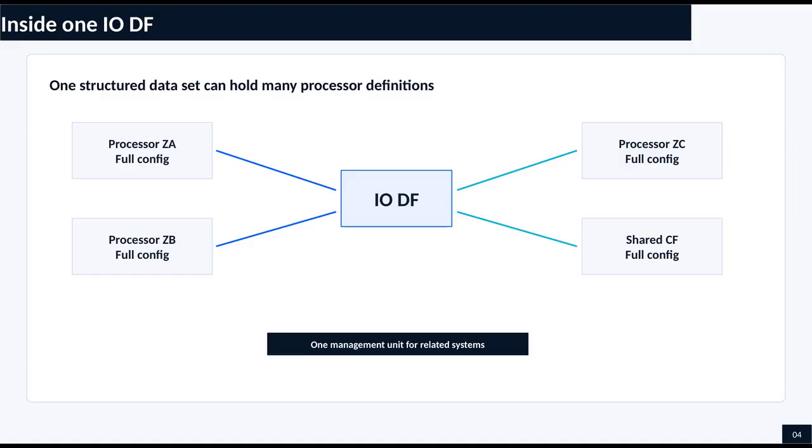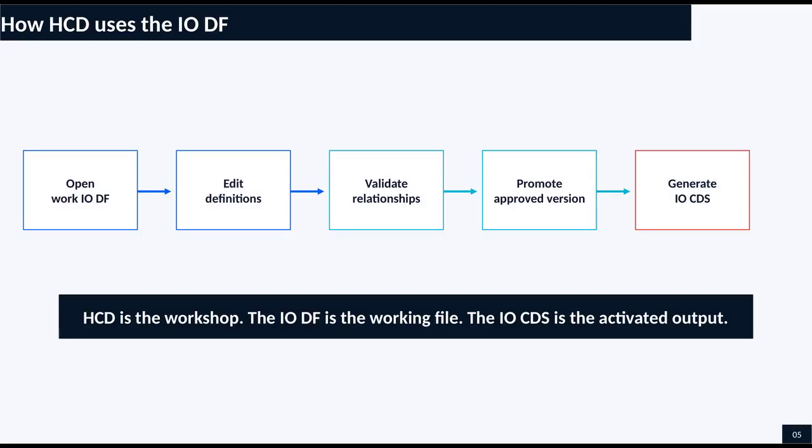Inside the IODF, each system can be represented as a processor definition. Imagine a property management office that keeps separate folders for Building A, Building B, Building C, and a shared services building. Each folder describes the rooms, access paths, equipment, and connections for that specific building. The IODF works in a similar way. One IODF can contain multiple processor definitions, and each processor definition can contain the full configuration needed for that specific Z system. This makes the IODF valuable when several systems need to be managed together instead of one at a time.